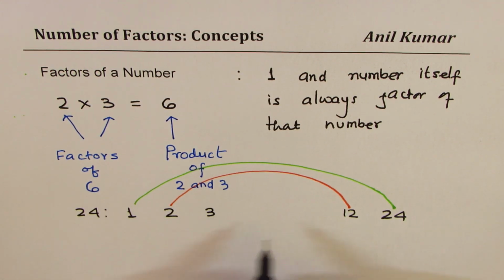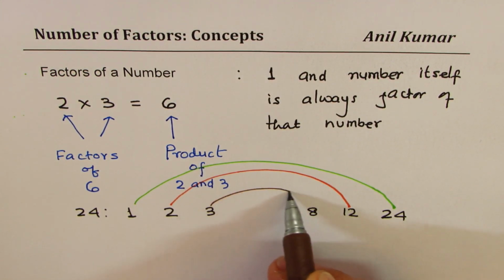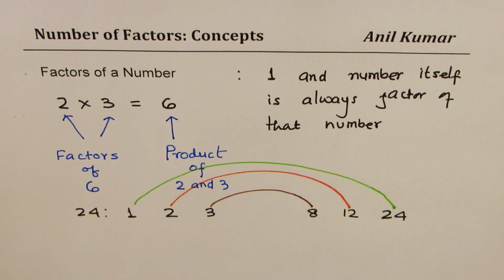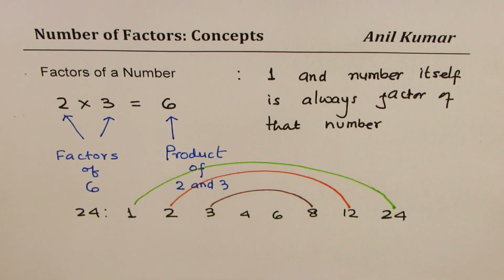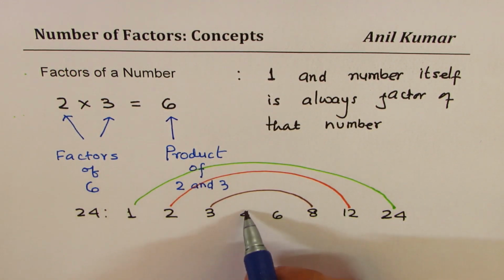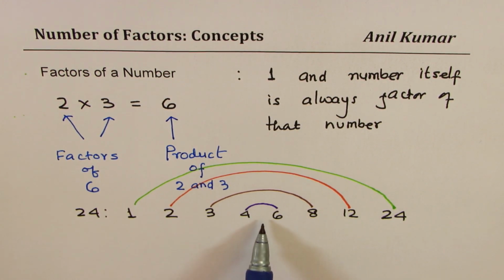Now we could do 3 times 8 as 24, right? So that means 3 and 8 are also factors of 24. So 4 times 6 can also give us 24, right? So 4 times 6 is also 24, so we can connect them also. And then comes 5 is not, and then we repeat 6. So once we reach the other end, we know we have listed all the factors. So these are the list of factors of 24, correct?